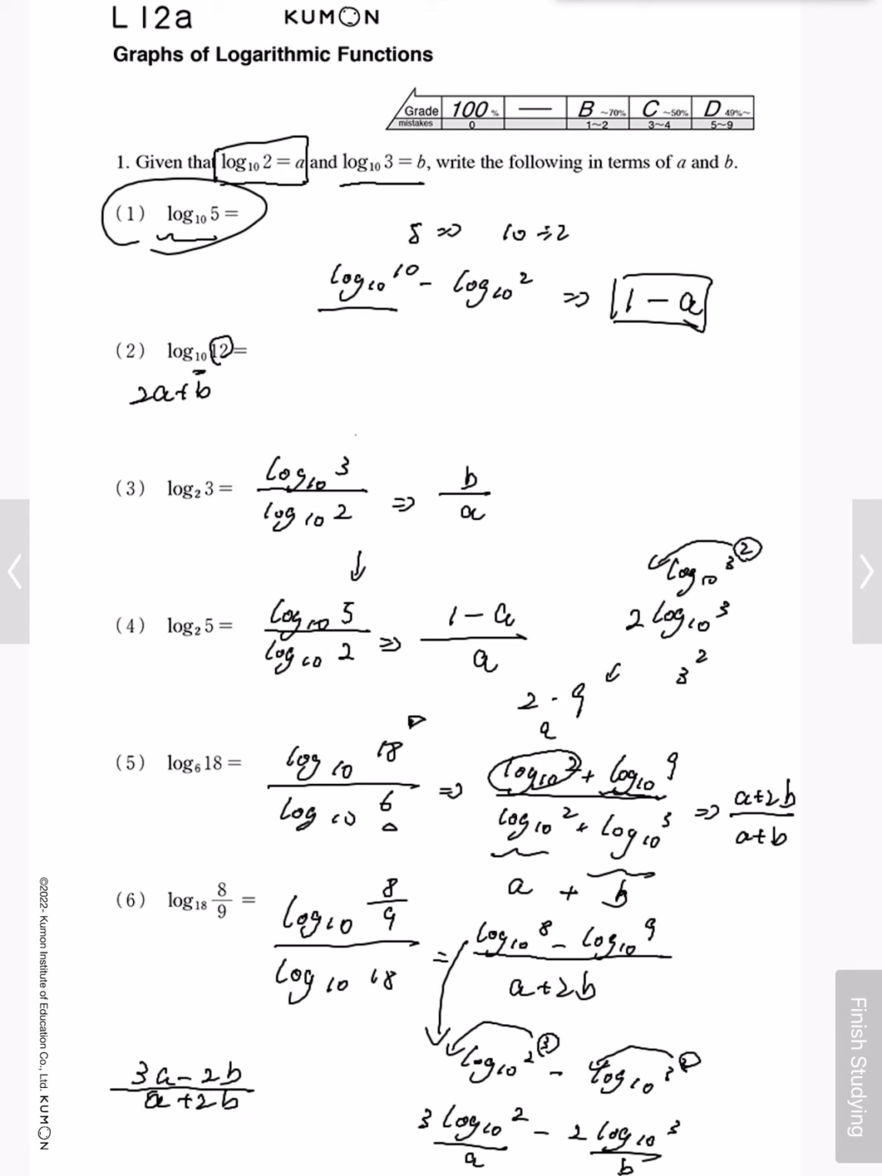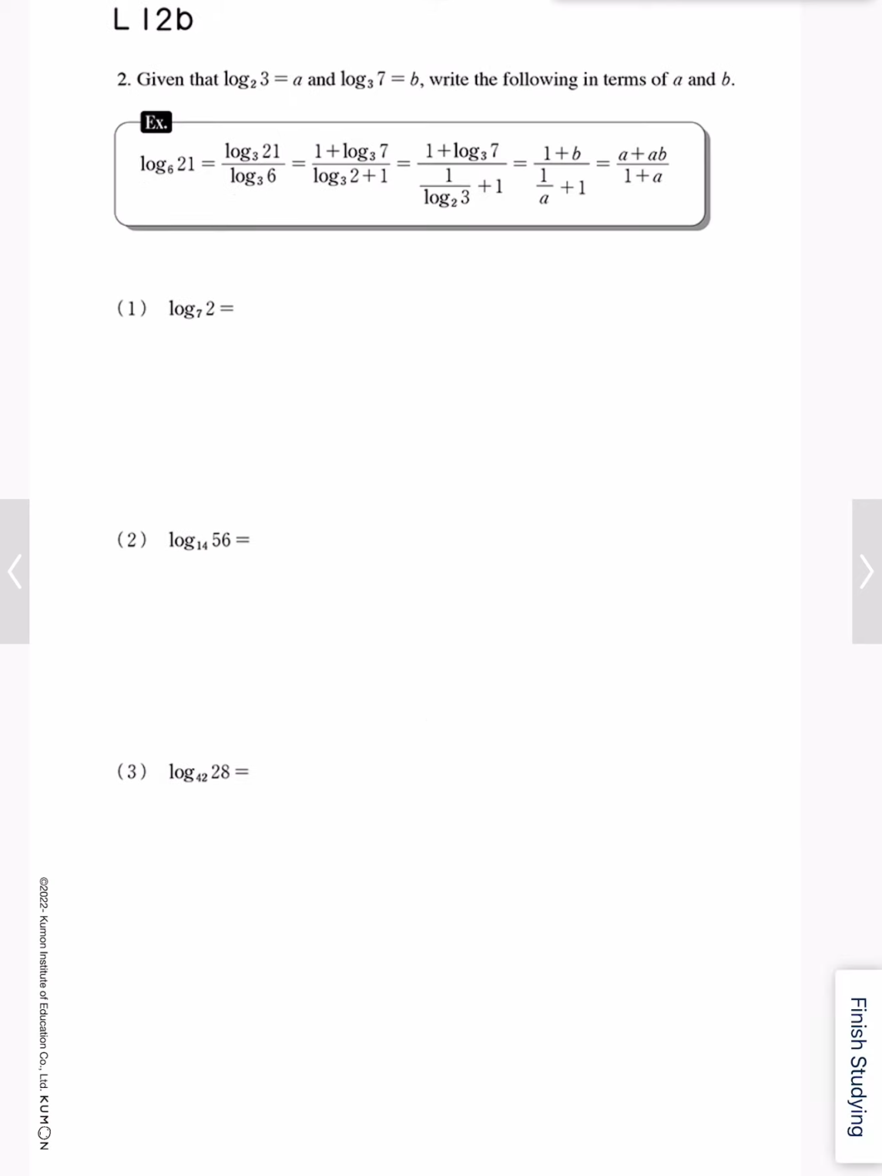Okay, so on page 12B, we have a little example over here. Again, this one we also have to use the previous knowledge. We have log base 2 of 3 is equal to A. So watch this, okay? This one, the base is 2 now, right? And we also have log base 3 of 7 is equal to B. Write the following in terms of A and B.